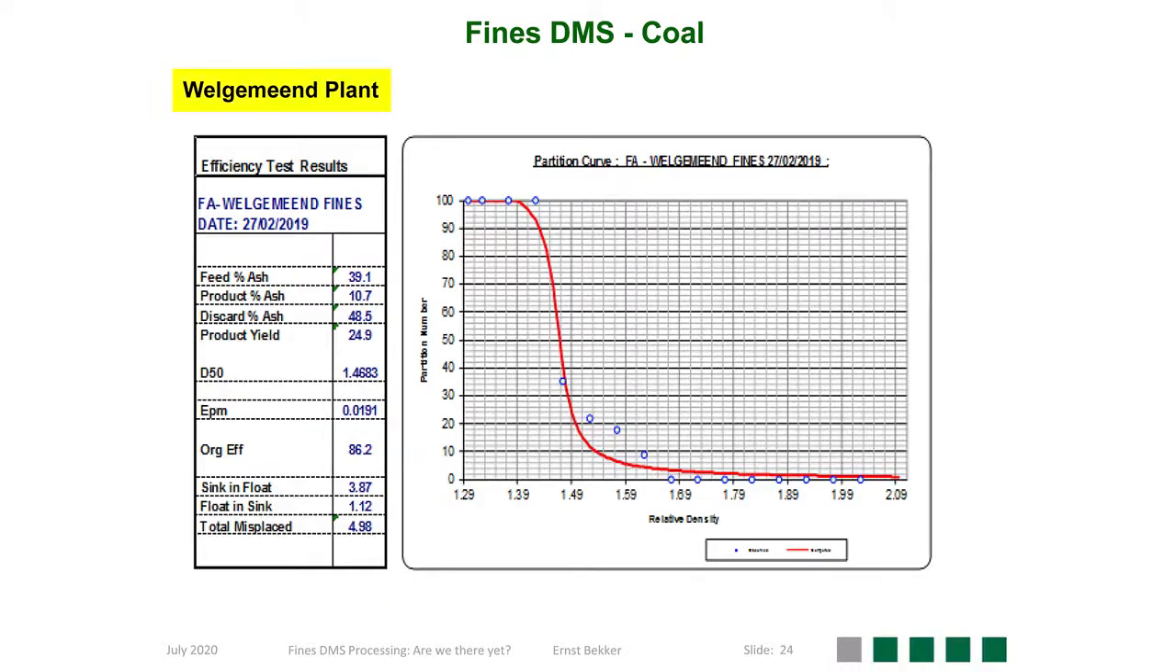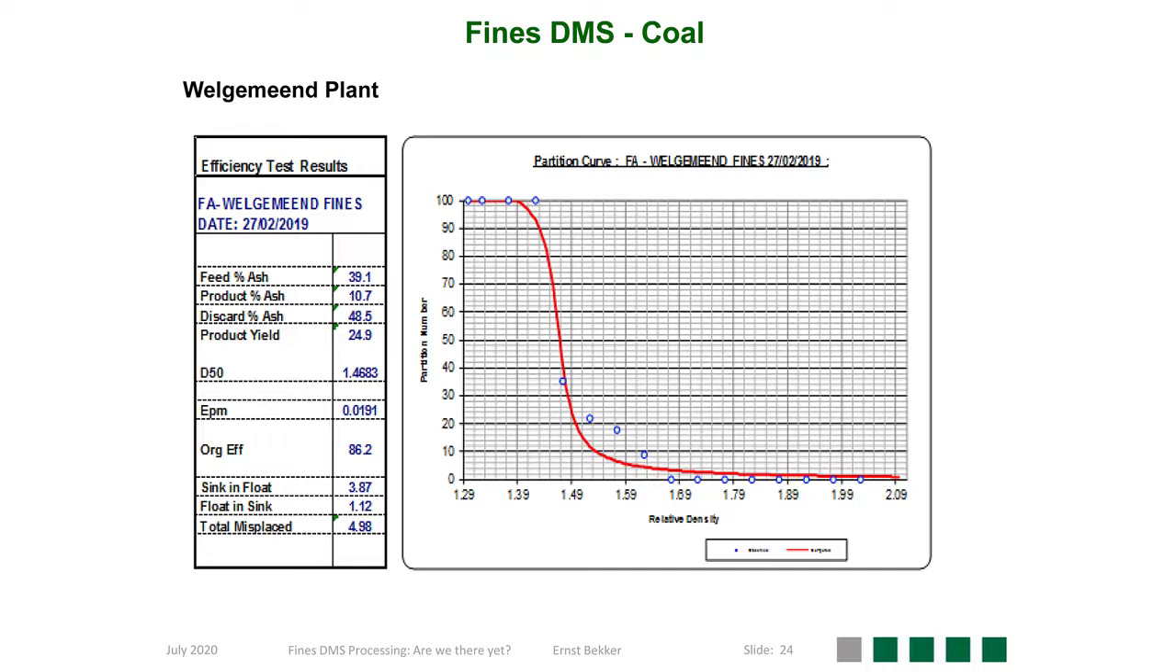One of the few industrial fines dense media plants is the Welgemeen plant here in South Africa, and this plant was also a two-stage dense media process. The products get dewatered through classifying cyclones before discharge onto vibrating screens, and it can then be discarded, or the product gets sent to the end customer.